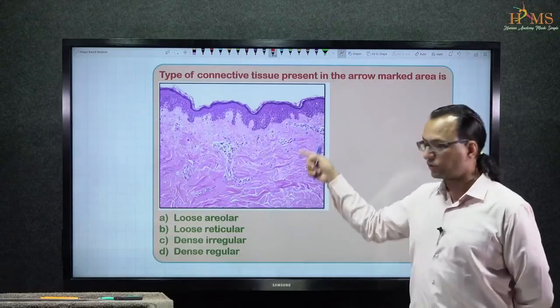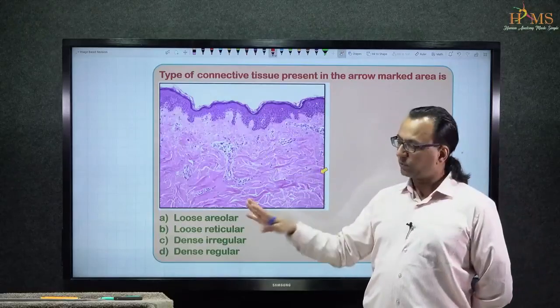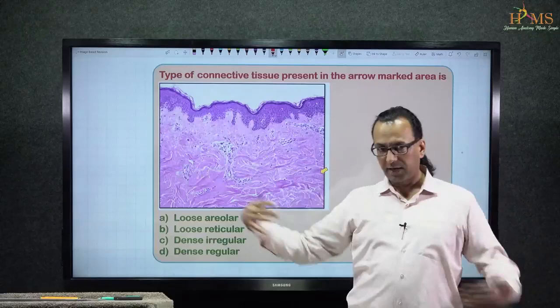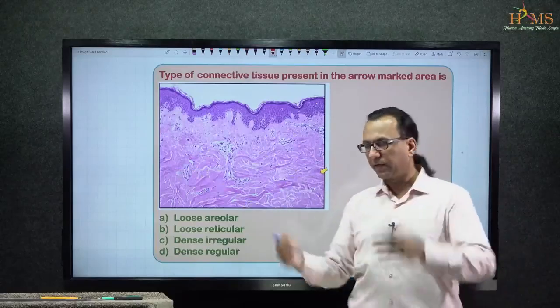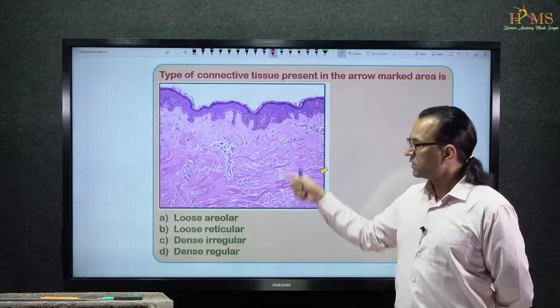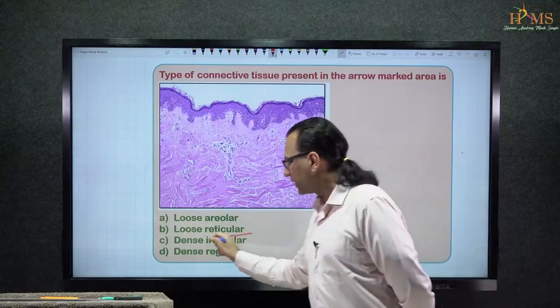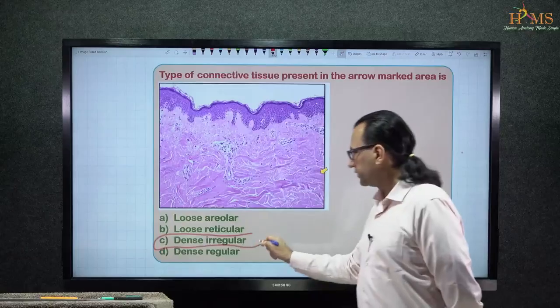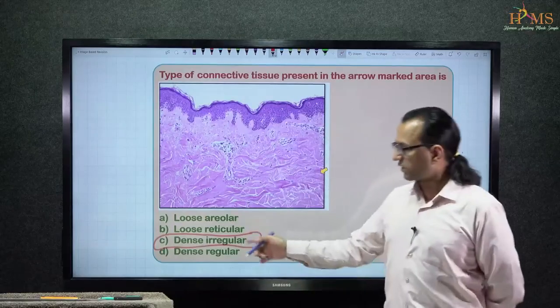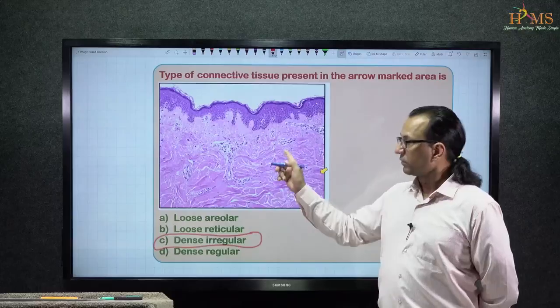Now in the dense connective tissue also, the collagen fibers are not running parallel to each other, but they are running haphazard here in any direction. So it is dense connective tissue but irregular in nature. As such, the answer should be dense and irregular connective tissue. Now remember this dense irregular connective tissue which is seen in the arrow marked area.